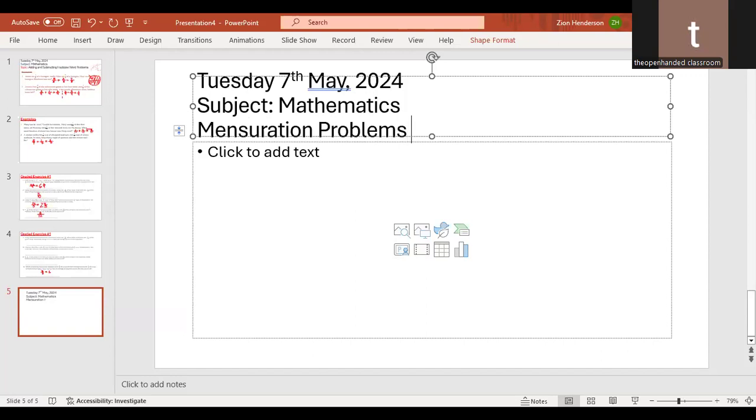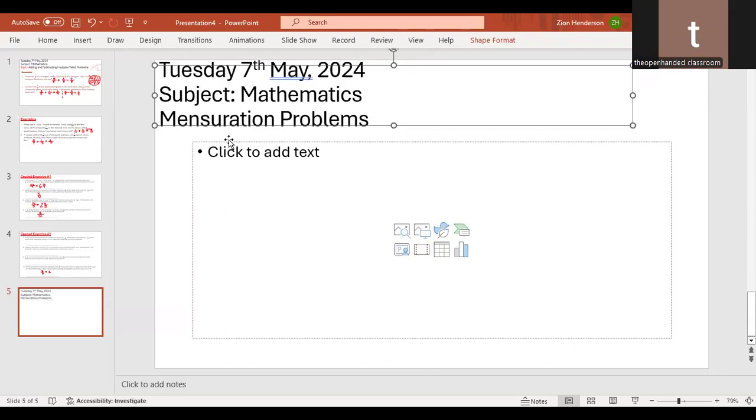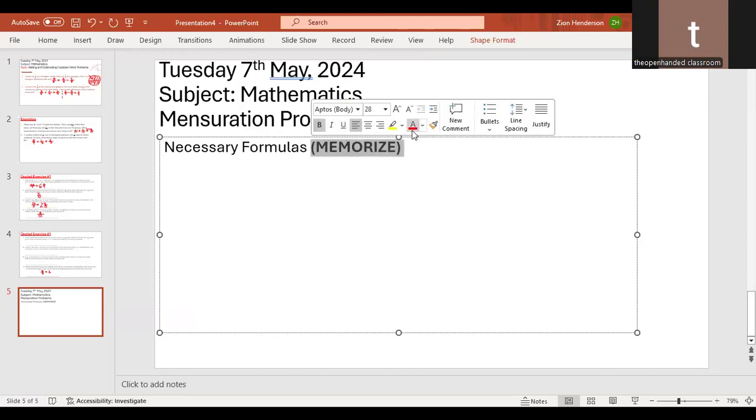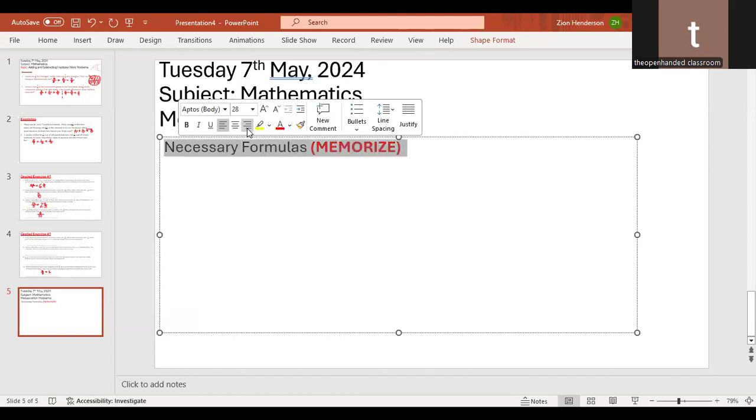Okay, so what's very important for us is to outline the formulas that we've already developed. These are the necessary formulas. Now with these formulas, you want to memorize them. When we say memorize, that means you should know it off the top of your head. Memorize these formulas because you're going to need them for your exams.